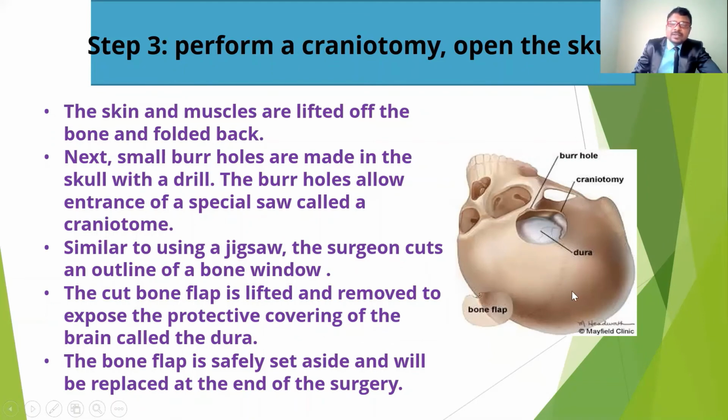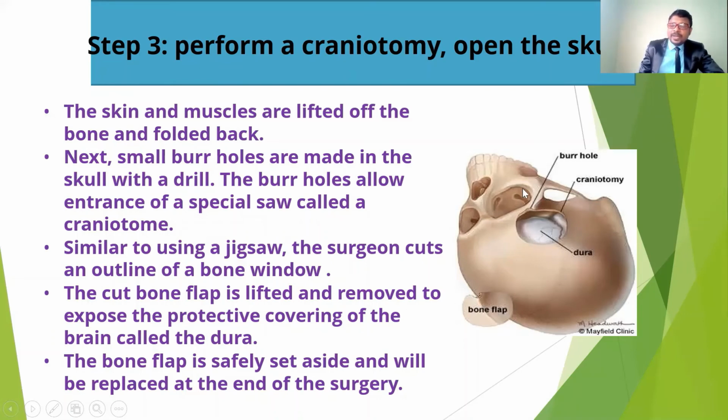After that, small burr holes are made with the drill, and these burr holes allow entrance for the special tool called the craniotome. It is going to hold the burr hole, and this will help in opening the dura mater. Then we check where the complications are. Similar to using a zigzag, the surgeons cut the outline of the bone window. The cut bone flap is lifted and removed to expose the protective covering of the brain called the dura.